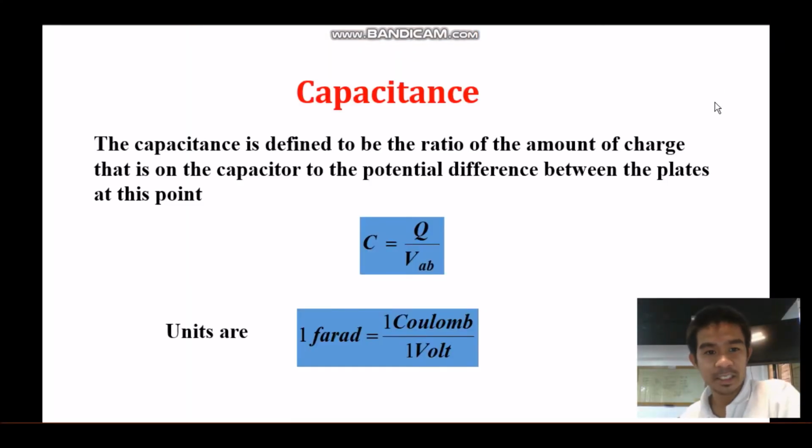So capacitance is defined to be the ratio of the amount of charge on the capacitor to the potential difference between the plates. That's charge per voltage difference between two plates. That's capacitance. The unit of capacitance is the farad, and 1 farad is equivalent to 1 coulomb of charge per volt. Okay, that's capacitance, right?